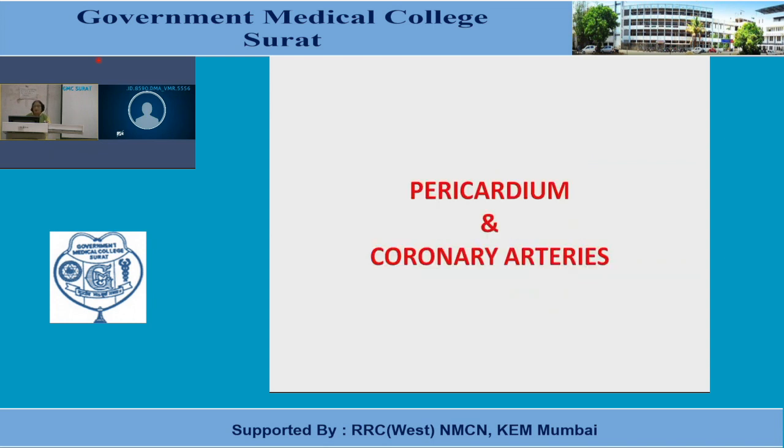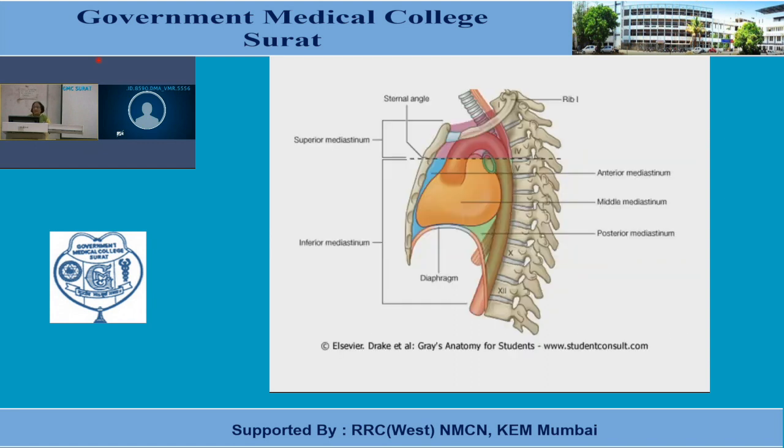I will start about the pericardium and coronary arteries lecture of the thoracic region. You can see in the given diagram here anteriorly the sternum, posteriorly you can see the vertebral column, and between these two the mediastinum. This mediastinum is divisible at the level of the sternal angle into superior and inferior. Now here it is divisible into three vertically: anterior mediastinum, middle mediastinum and posterior mediastinum.